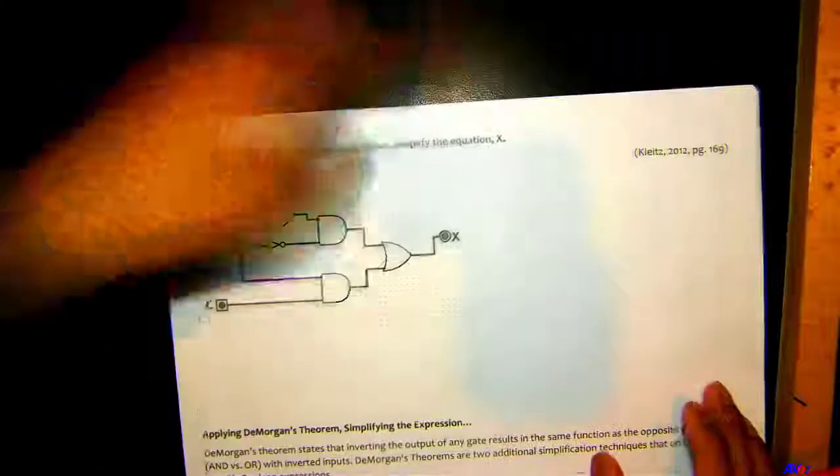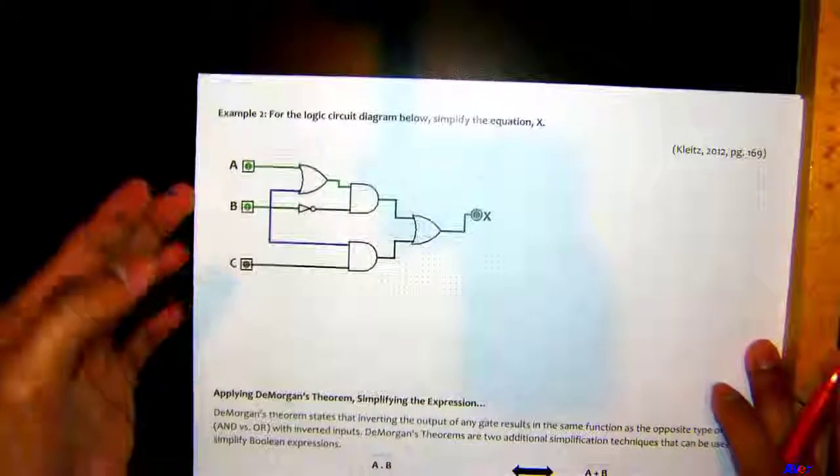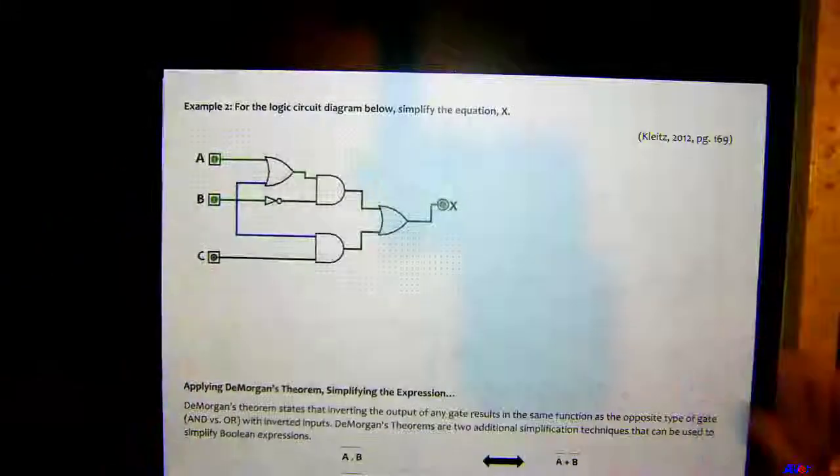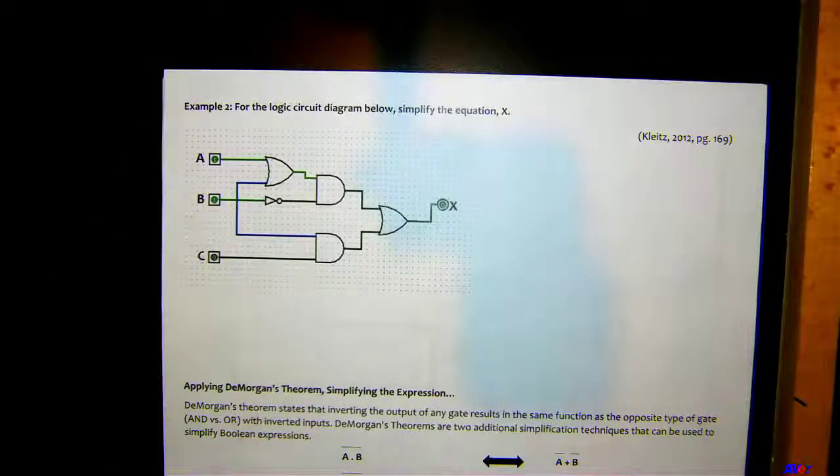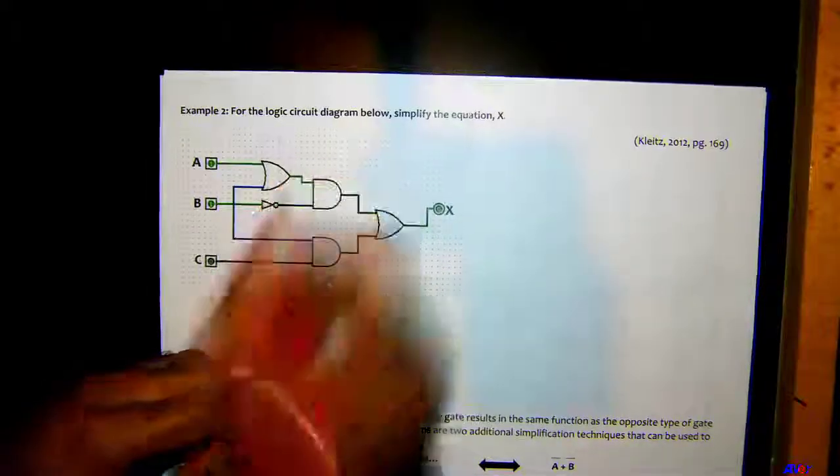Okay, example number 2. For the logic circuit diagram below, simplify the equation X. Now we are reversing the process, and we have a digital logic diagram, a circuit. We are going to derive an equation out of it first, and then we are going to simplify it using DeMorgan's or Boolean Algebra.